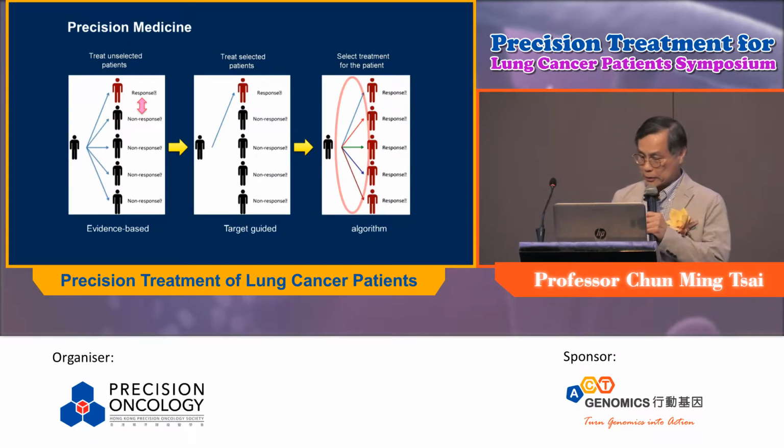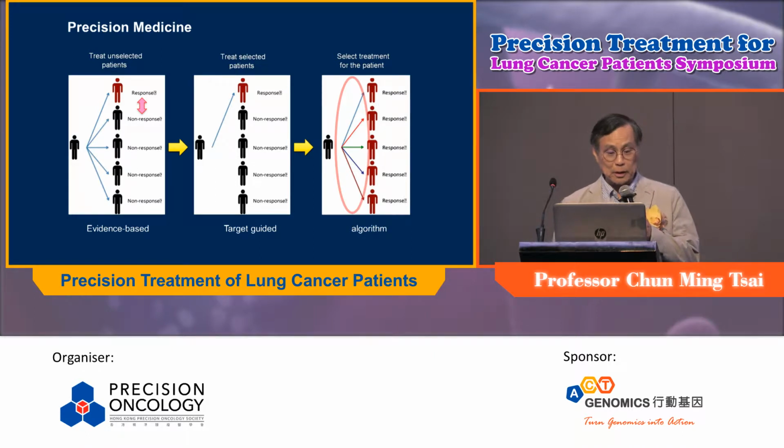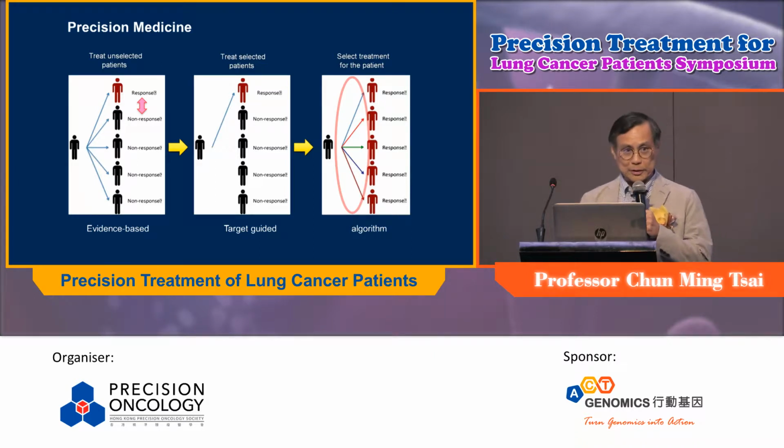Okay, so the definition of precision medicine, we all know, is not like previously the way we treated our patients. Some 10 years ago, we still treated our patients based on clinical trial evidence. For example, we treated our adenocarcinoma lung cancer patients with pemetrexed and platinum, and squamous cell carcinoma with gemcitabine or taxane plus platinum.